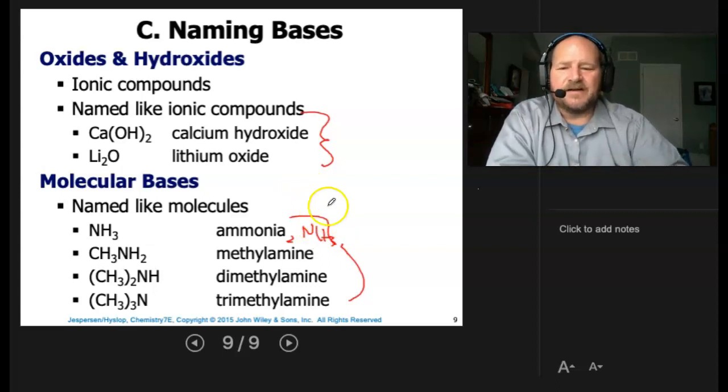All right, so that ends part A of solutions. And so the next segment, we'll begin part B, where we start to look at more reactions in solution.